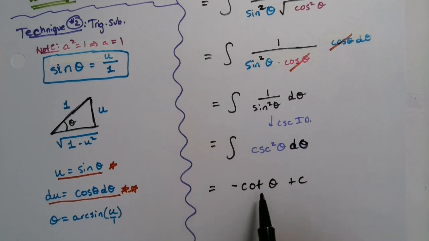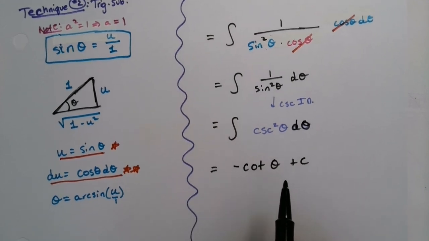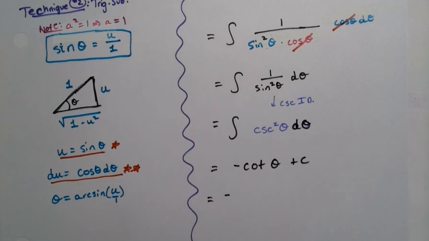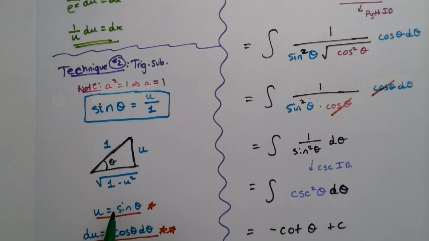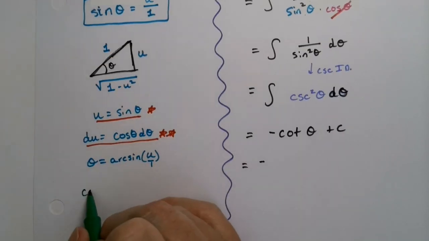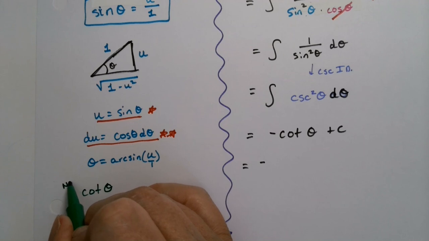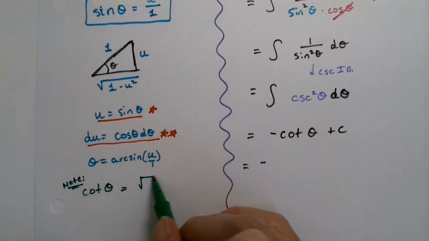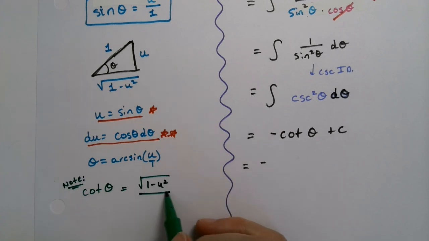Now, this is not the answer because this is in terms of theta. If you remember, our original problem is in terms of x. So we need to get back to x. All right, so my first mission is going to be to get back to u. Right, so let's go back here and look at the cotangent. Cotangent is adjacent over opposite, right? Because tangent is opposite over adjacent. So the cotangent of theta, look at your triangle. Cotangent of theta would be the square root of 1 minus u squared over u.